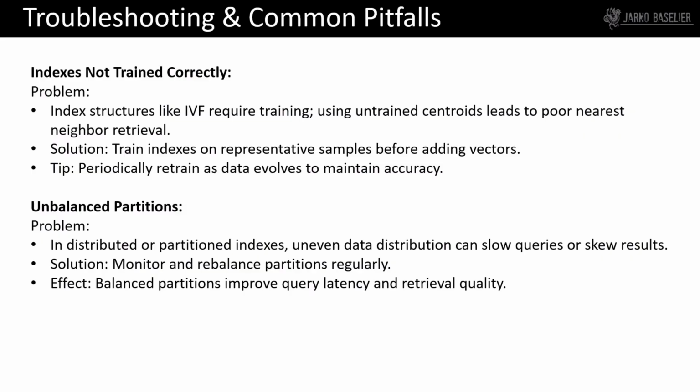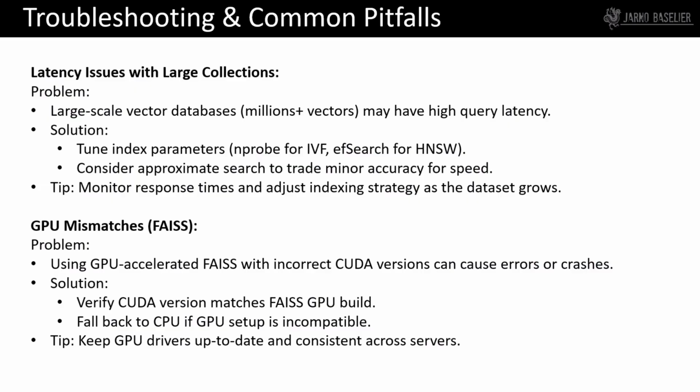If we have unbalanced partitions, then in distributed or partitioned indexes, uneven data distribution can slow queries or skew results. For the solution, monitor and rebalance partitions regularly, and the effect is that balanced partitions improve query latency and retrieval quality. We can have latency issues with large collections. In large-scale vector databases, when we talk about millions of vectors, you may have a high query latency.